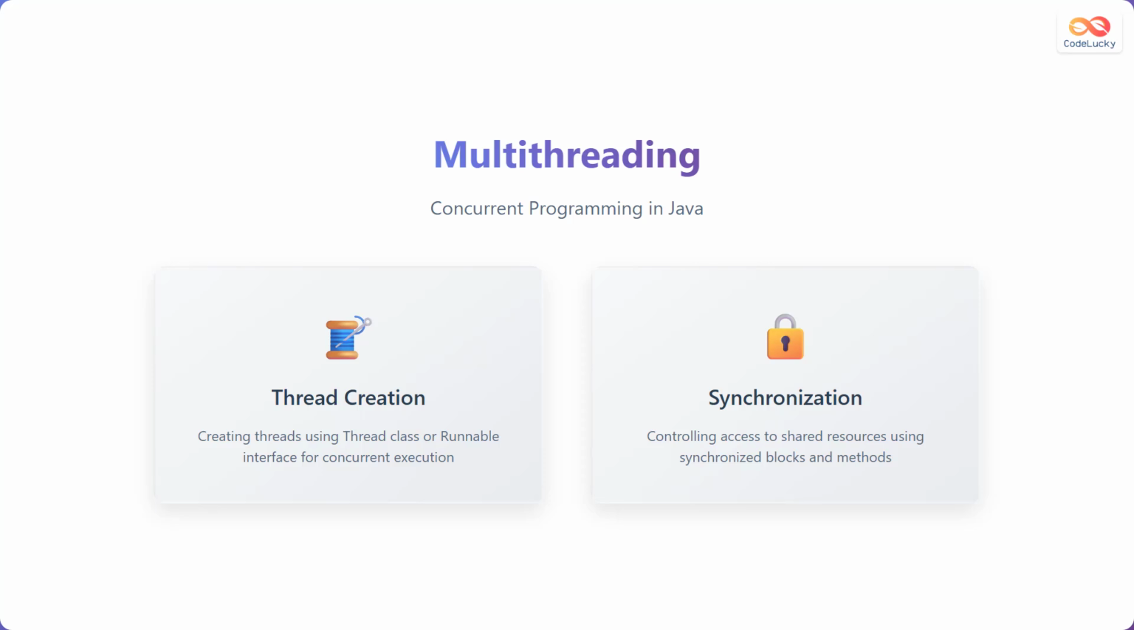Second is synchronization, which is essential when multiple threads access shared resources. Without proper synchronization, you may encounter race conditions, data corruption, and unpredictable behavior. Java provides the synchronized keyword for methods and blocks to ensure thread safety.